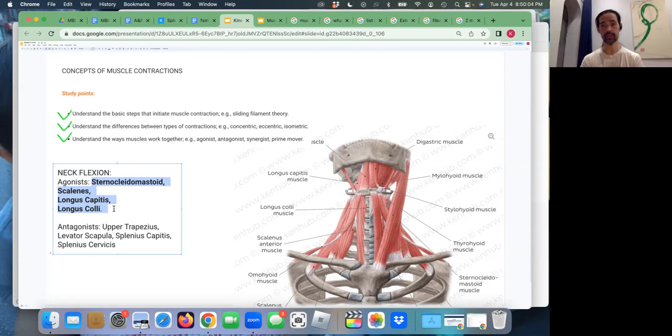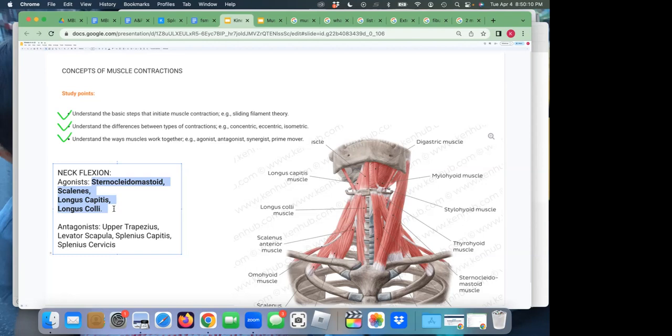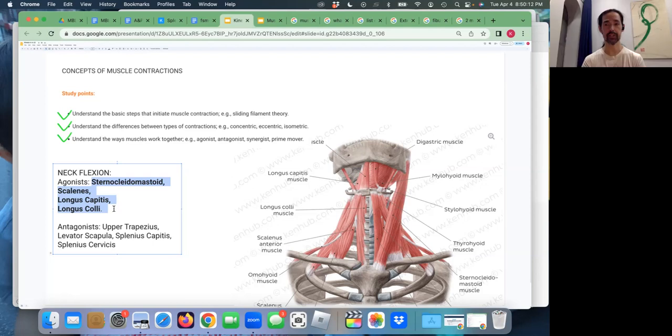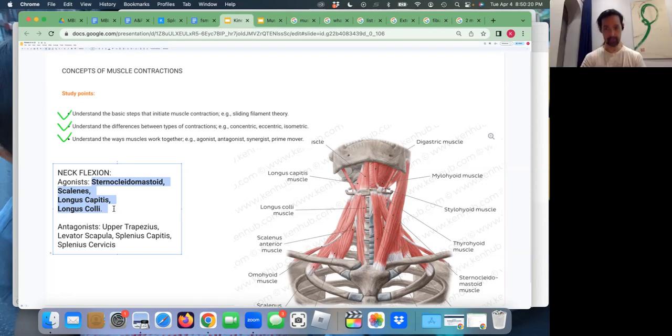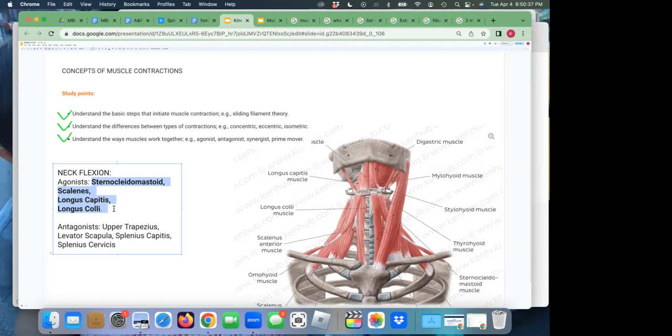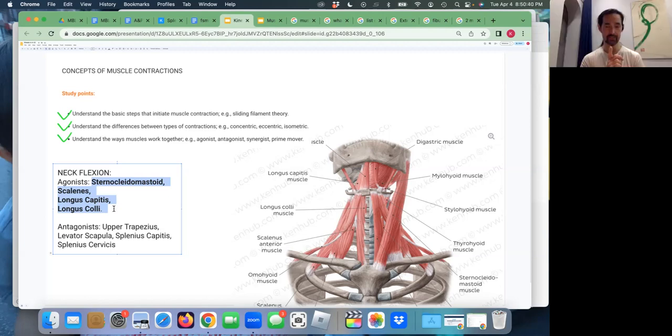MINT, do you know what neck flexion looks like? Can you see me? It looks like this. Yes. Okay, that's neck flexion. And then would you say that the muscles that we named in the front, the sternocleidomastoid, the scalenes, the longus capitis, and the longus coli, are agonists in flexion or antagonists or synergists? Antagonist. Agonists, because they're doing most of the work.